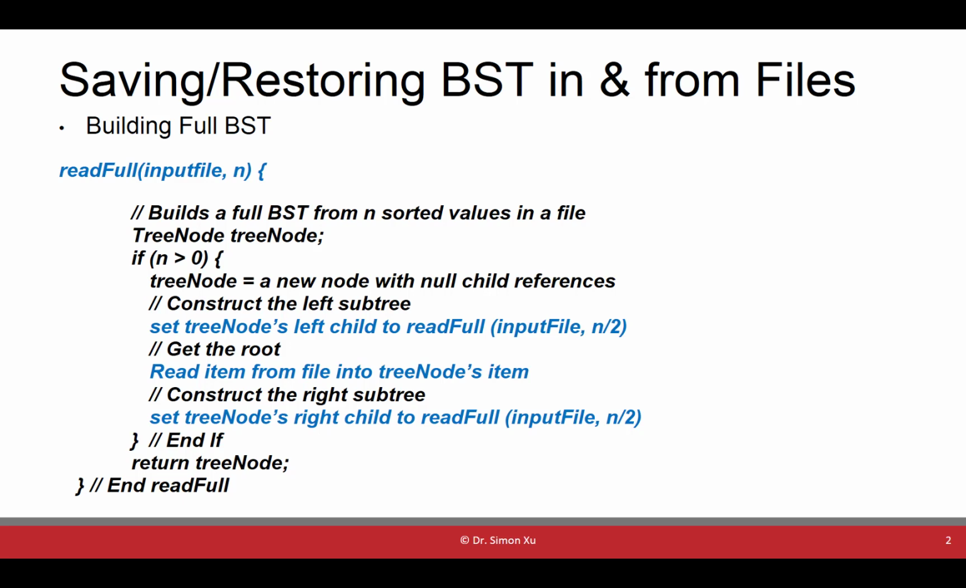Suppose we have successfully built the left subtree, the first half of data. Now it's time to read the middle data and put into the root node, which we have already created, and then build the right subtree by using the second half of the data. The base case is there's no data in the file. We don't need to do anything.